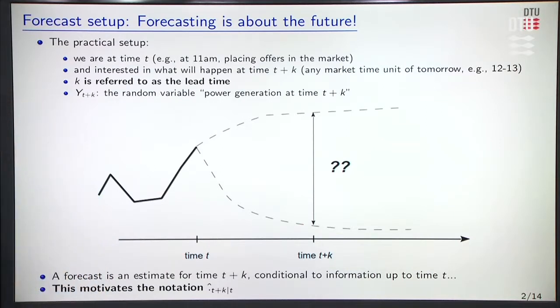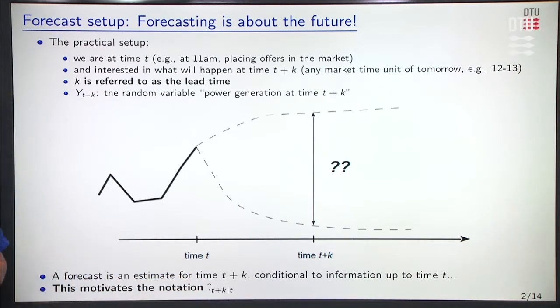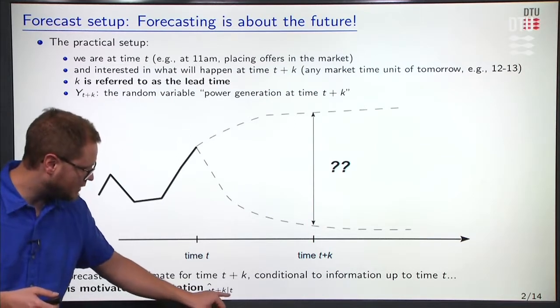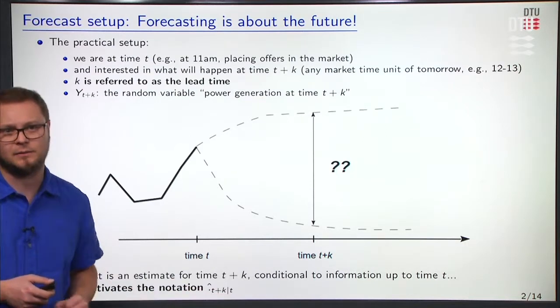Now in terms of notation, since a forecast is an estimate, in statistics we'll use a little hat on top of variables to tell their estimates. So we'll use hat as a notation for forecast. And to reflect this idea that we look at time t plus k given information up to time t, we write t plus k, the symbol of given in probability, and then t.